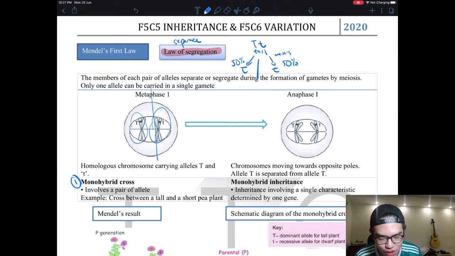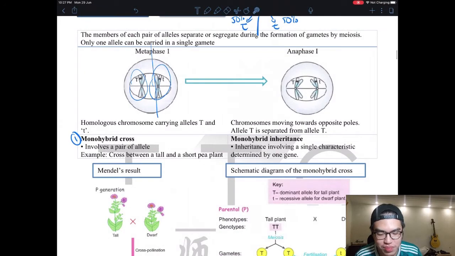So monohybrid cross, like I said, involves a pair of alleles, a cross between a tall and a short pea plant. That's the experiment he did. Monohybrid inheritance means a single characteristic only. If they ask this in an exam, what does monohybrid cross mean? It means it only involves one characteristic, because it is impossible for us to study all. There will be too many.